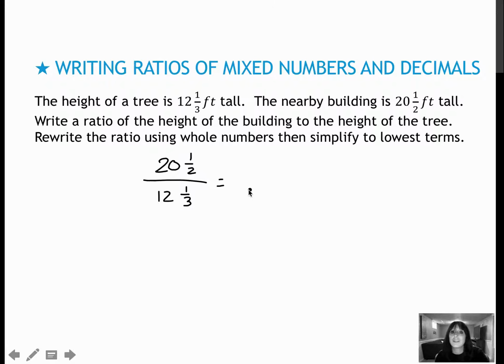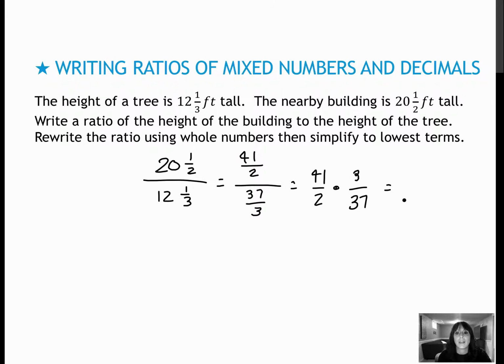So I'm going to make it a little bit uglier for just a second. I'm going to turn 20 1/2 into 41 halves. And I'm going to turn 12 1/3 into 37 thirds. And it looks like I went the wrong direction. It looks like I made it more complicated. But really, we know that fractions are just the same thing as division. So this is actually 41 halves times the reciprocal of 37 thirds, which is 3 37ths. So this is how I can write that ratio.